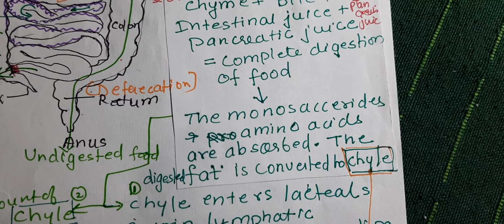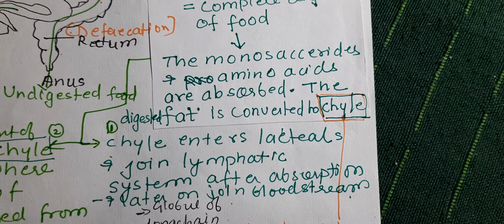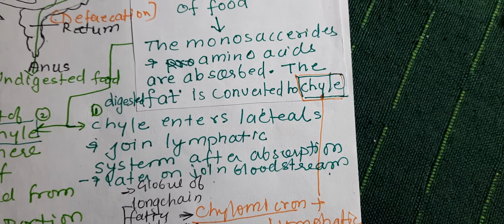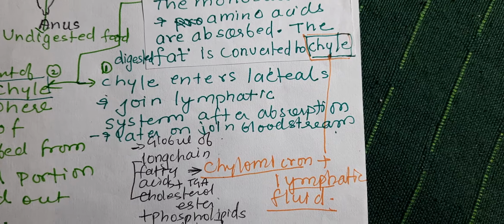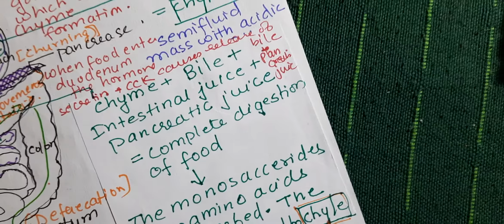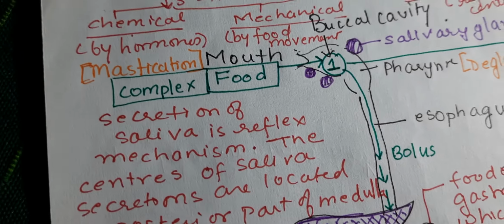The fat is converted into chyle, and the chyle enters the lacteals and joins the lymphatic system after absorption, and later joins the bloodstream. So chyle is chylomicrons and lymphatic fluid. Although some of the fat is absorbed in the form of micelles also.